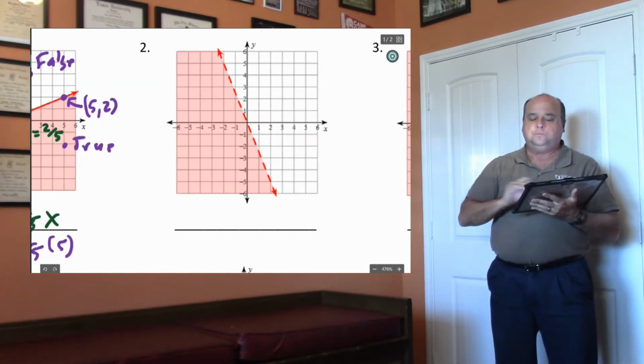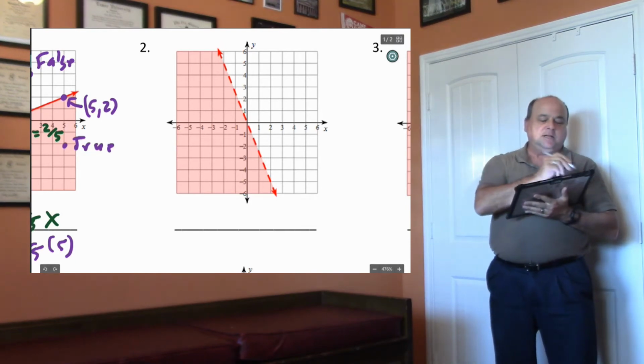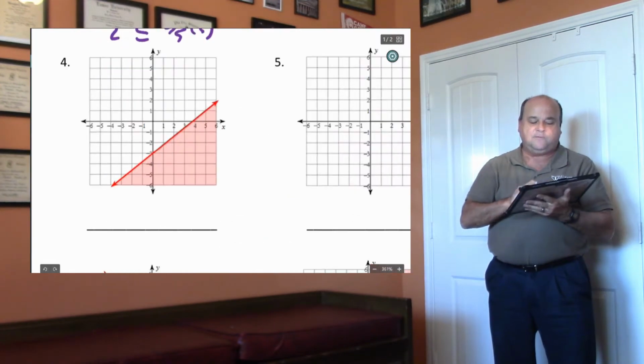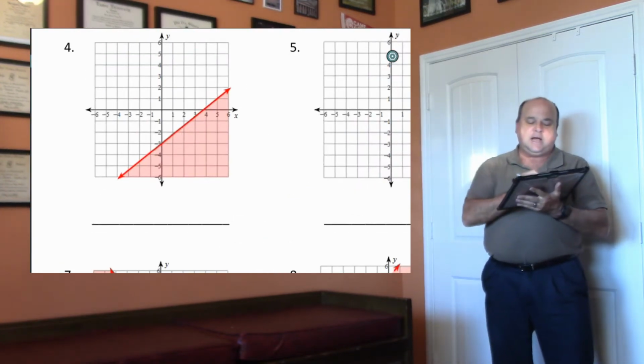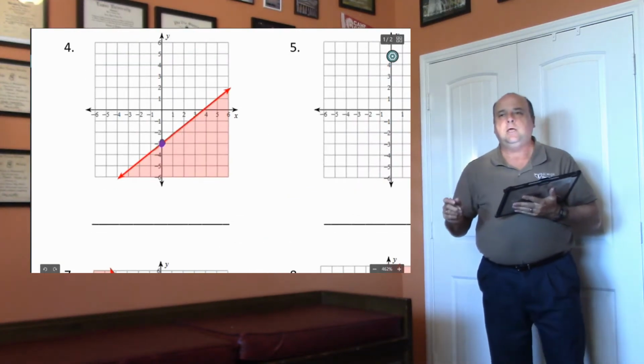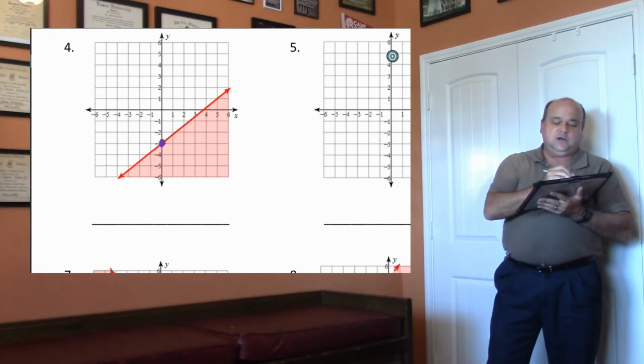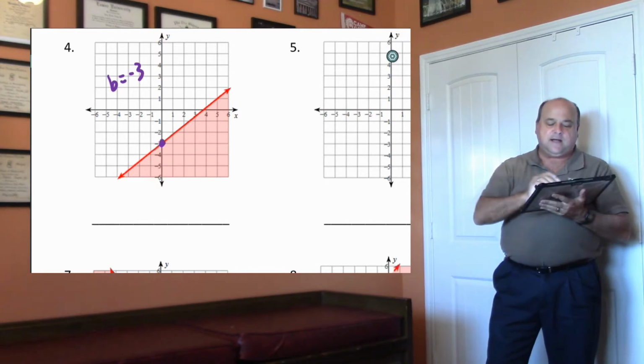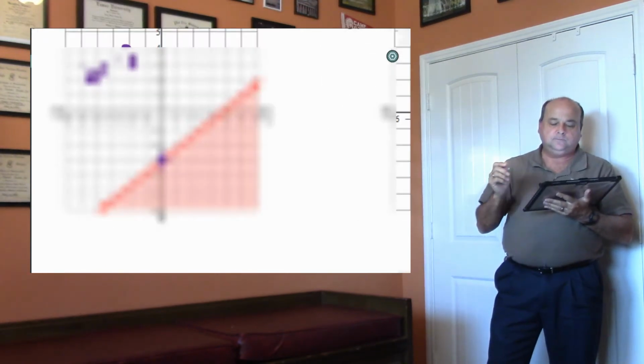Let's go to number 2. Same thing, we're going to put a dot on the y-intercept. Let's do a different one because the y-intercept is 0. Let's go to number 4. So on number 4, put a dot on the y-intercept. My y-intercept is -3, so I'm going to put b equal to -3. Now then, I'm going to find my slope. I'm going to zoom in.